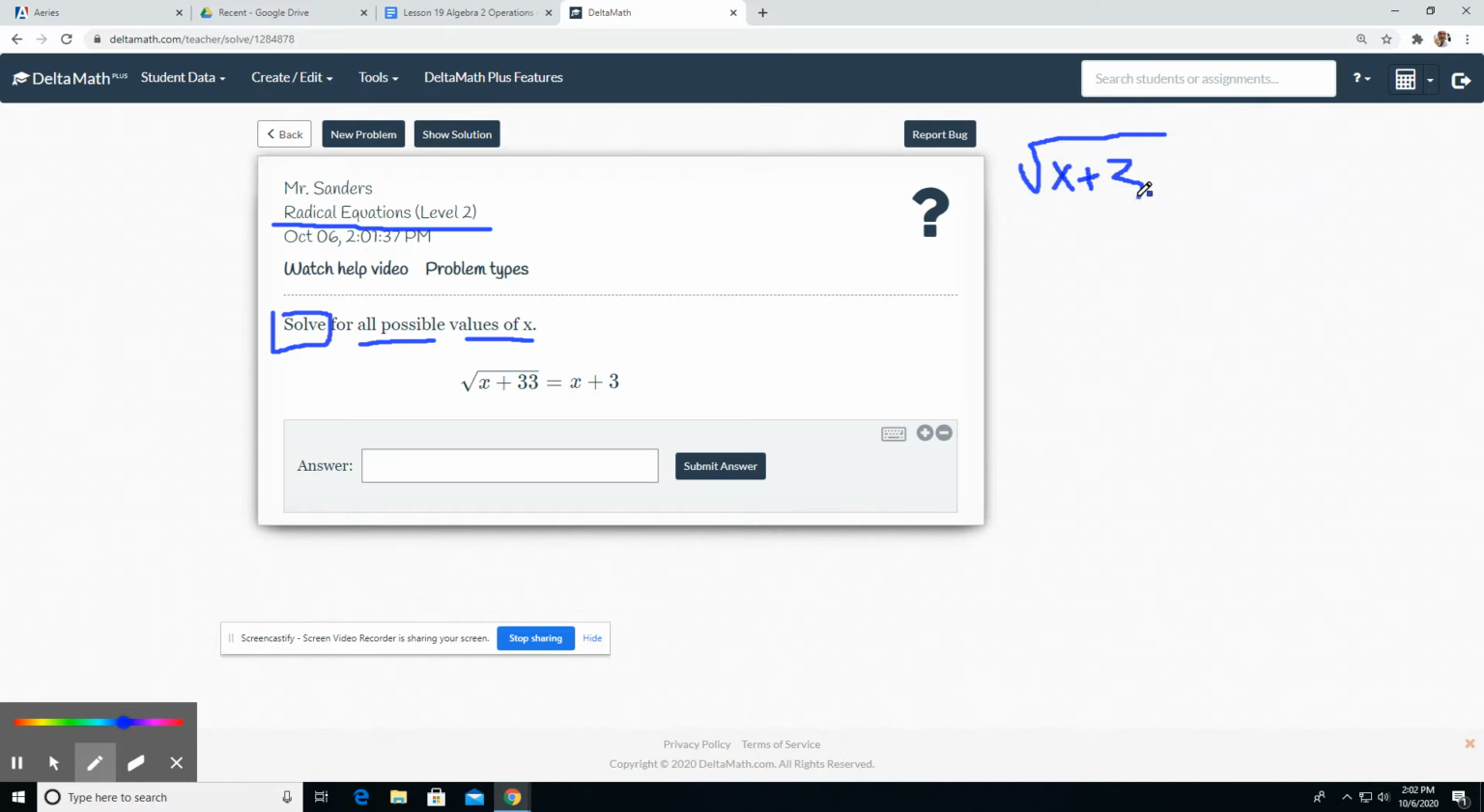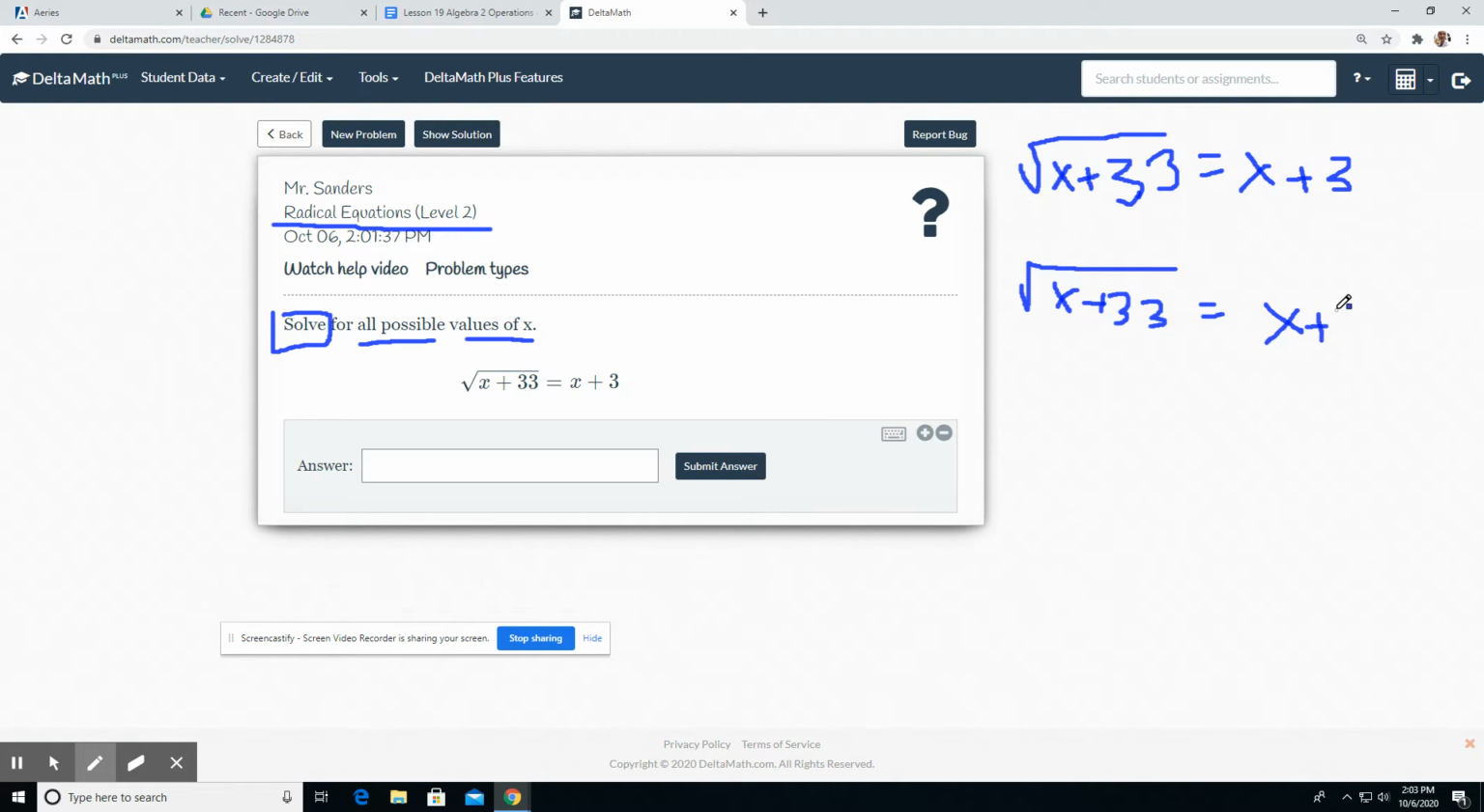All right. X plus 33 equals x plus 3. Notice the square root is already by itself, so we need to get rid of that square root. What's the opposite of square root? Square. So we square this side. What you do to one side, you do to the other side. Everything gets squared on that side.